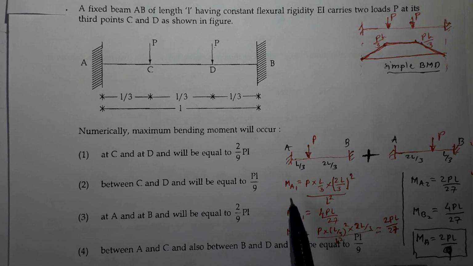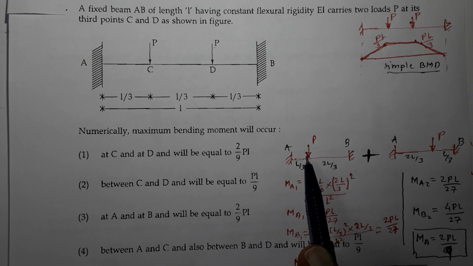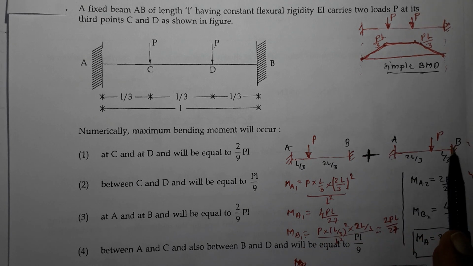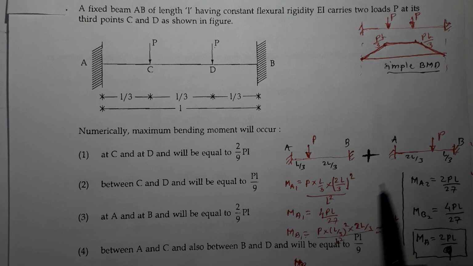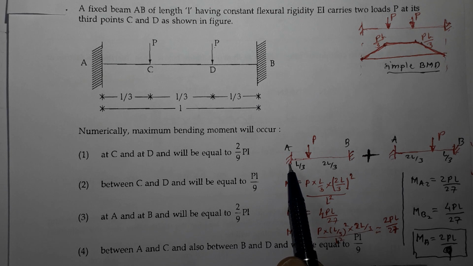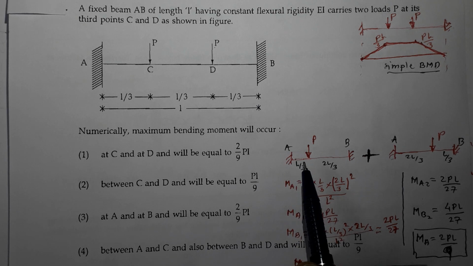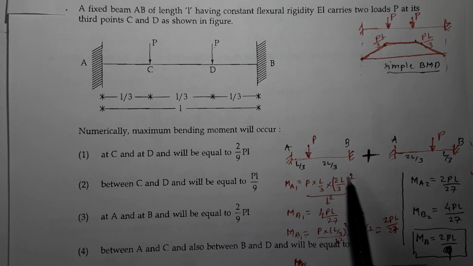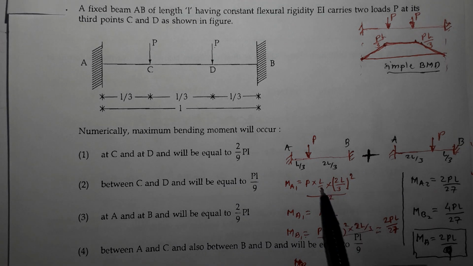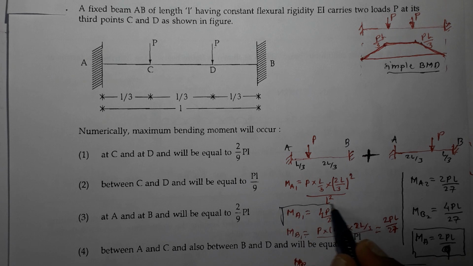So I am getting MA1, MB1 for this load, and then I will get MA2, MB2 because of this load, and addition of MA1 and MA2 will give us MA. MA1 in this case can be obtained by using the formula WAB square upon L square, which is known to us. So W is P, A is L by 3, B square is (2L by 3) square divided by L square, and if I simplify it, I am getting MA1 as 4PL divided by 27.